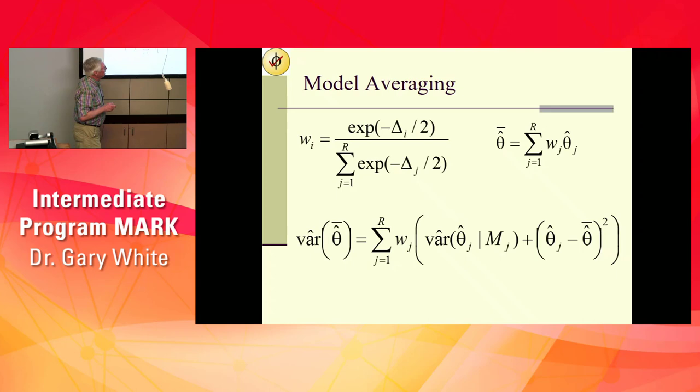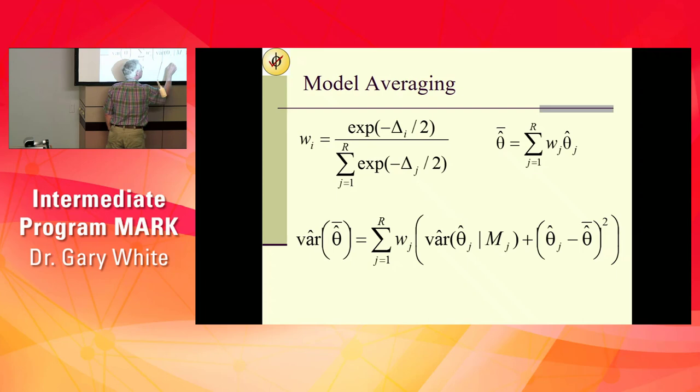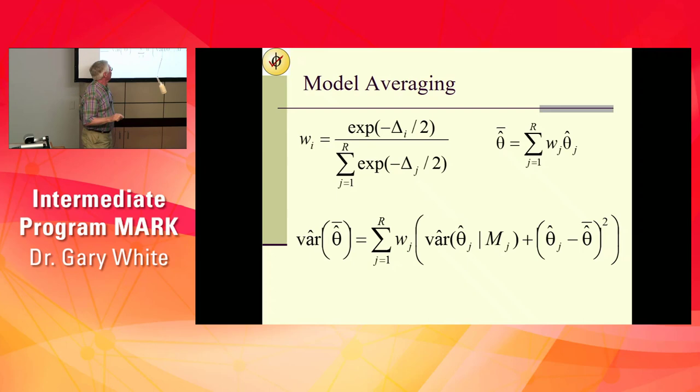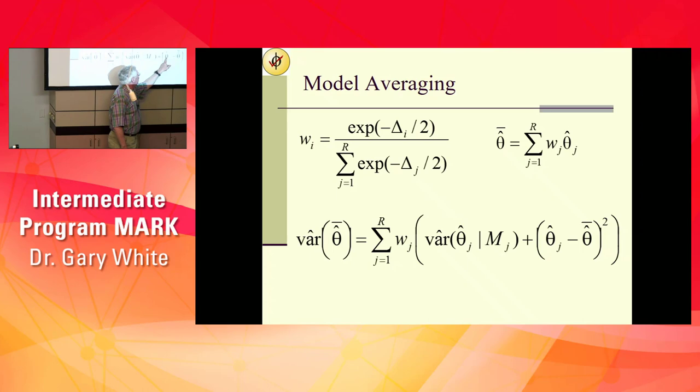This is the variance of that parameter given the model. Think of it as a standard error squared for that particular parameter out of the model. That's what this term would be, the standard error squared. Over here is just the variance computed across the mean value and that parameter estimate in that model, the estimate out of model MJ, and so that quantity squared. So you sum all that up and that's your variance. It's basically a weighted variance. So intuitively it makes sense, right?